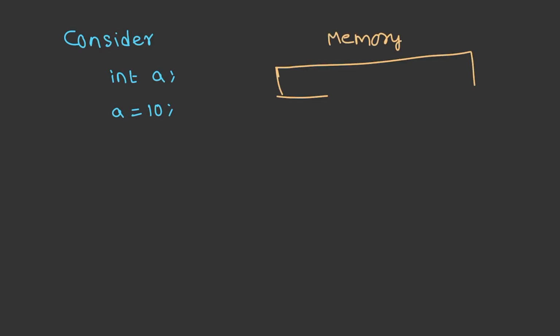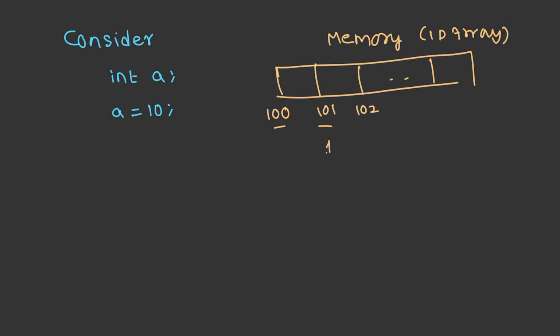Consider an integer a. It has a value of 10. The memory in the C programming language is aligned in terms of a one-dimensional array. Let's assume it starts from 100 and so on. For the sake of simplicity, I am assuming that the integer is 1 byte here. Now, let's assume a has a memory location of 100. So, a will be at memory location 100 and it will have a value of 10.